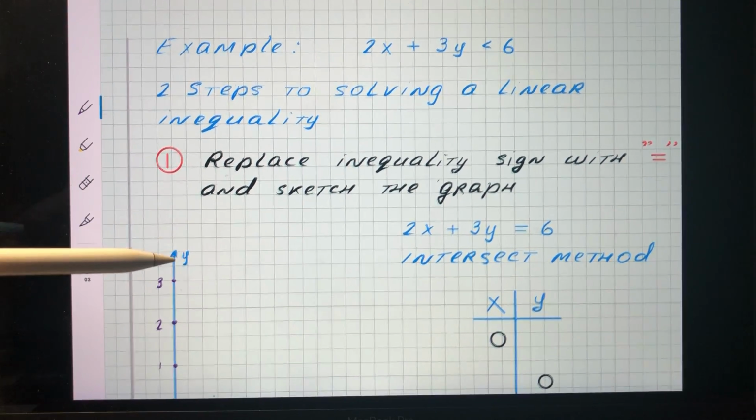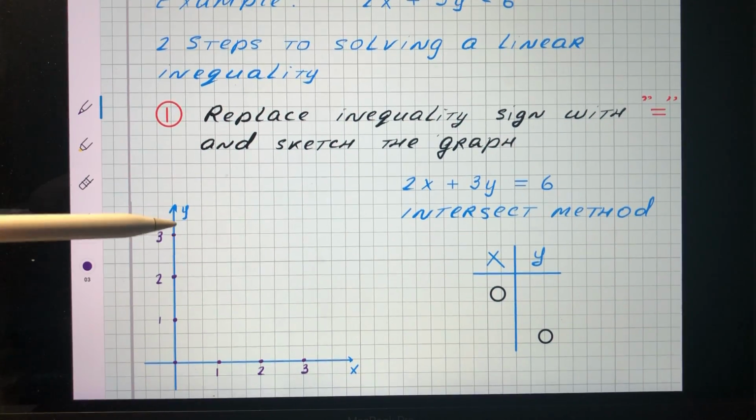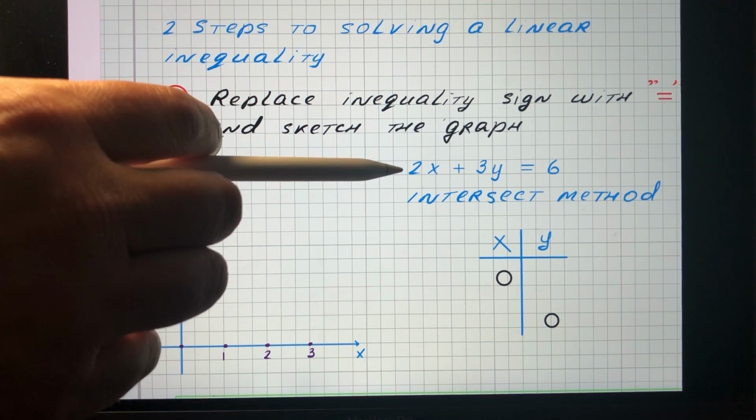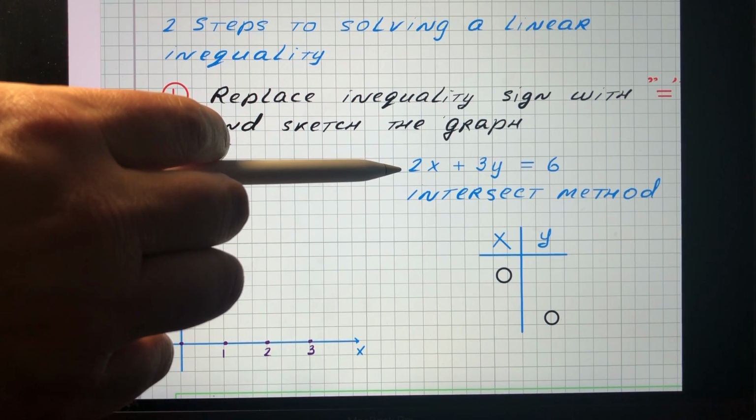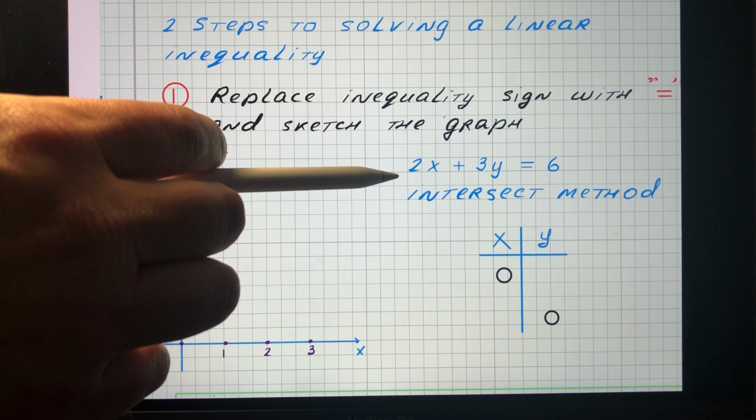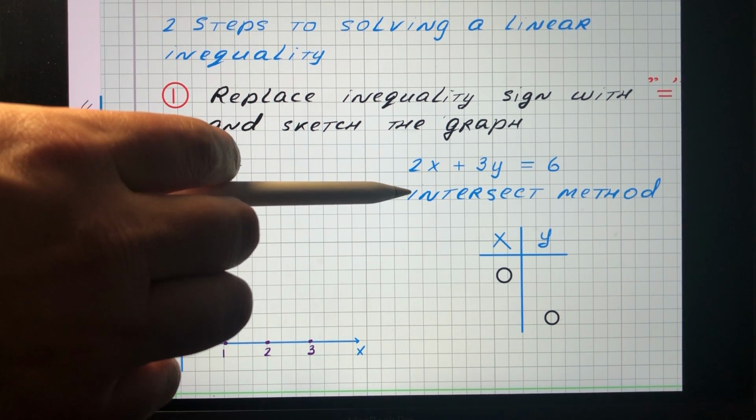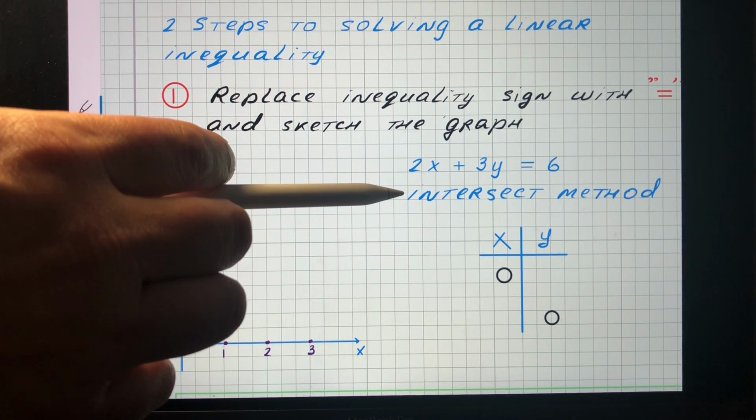There are a few ways to sketch the graph. One of them is to solve the original equation for y and use slope-intercept. Another way is to use the intercept method. Let's use the intercept method in this video for practice.